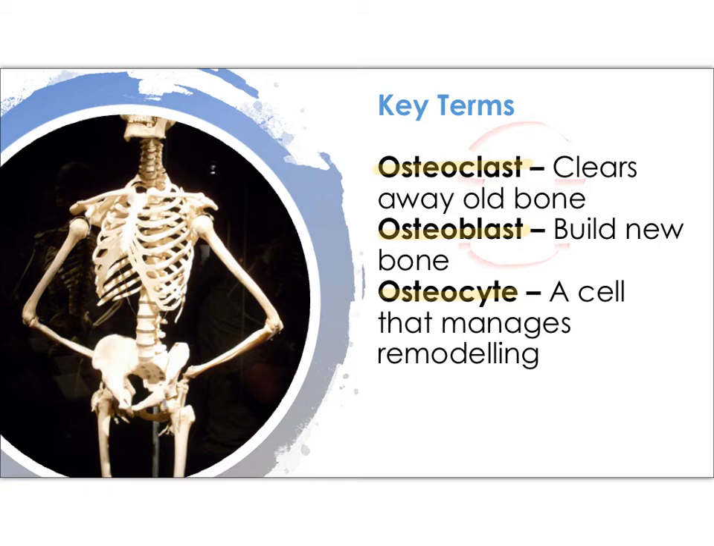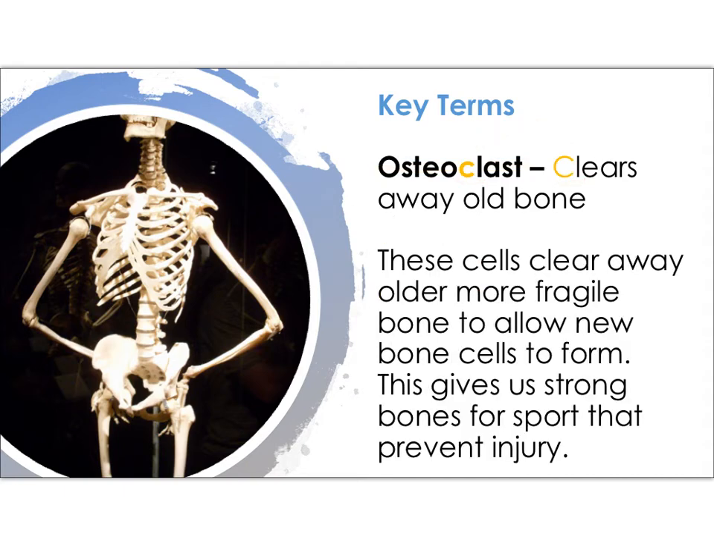So an osteoclast will clear away old, damaged bone or weak bone. An osteoblast will build new, fresh and strong bone. And an osteocyte is a cell that will manage the remodelling process, manage the breaking down and the building of new bones. So let's recap. The osteoclast clears away old bone. These cells clear away older, more fragile bone to allow new bone cells to form. This gives us strong bones for sport that prevent injury.